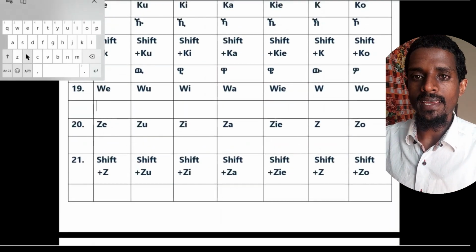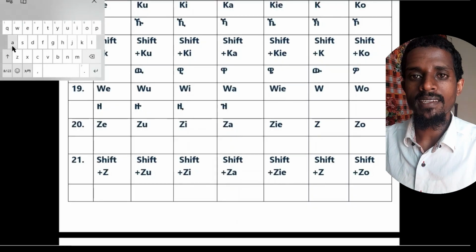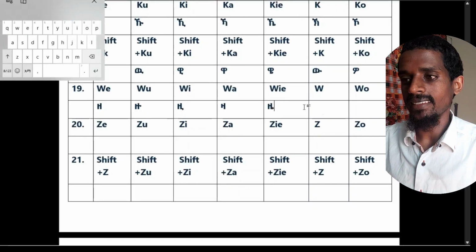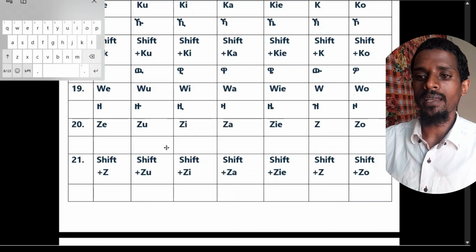Let us write the za now. Za is Z-E. Z-U, zu. Z-I, zi. Z-A, za. Z-I-E, ze. Z only. Z-O, zo. In Amharic it is called zo.